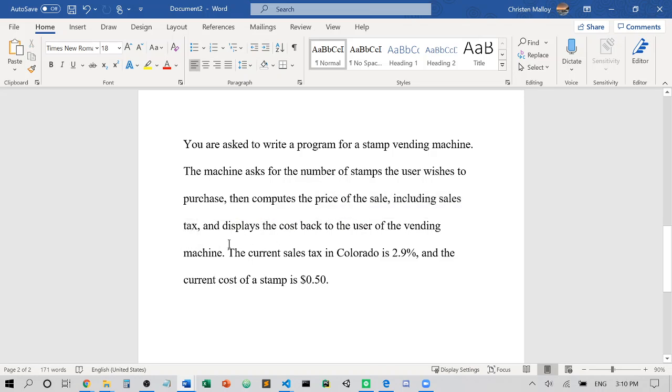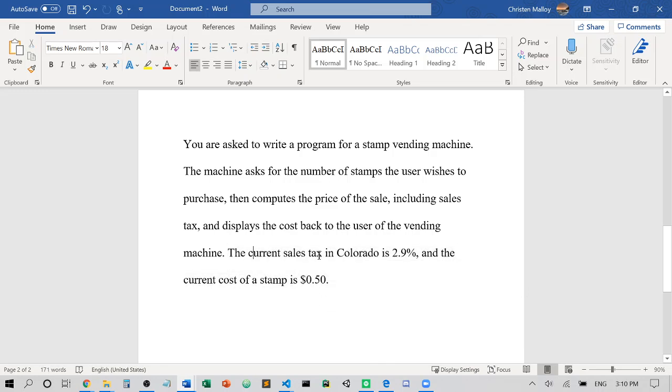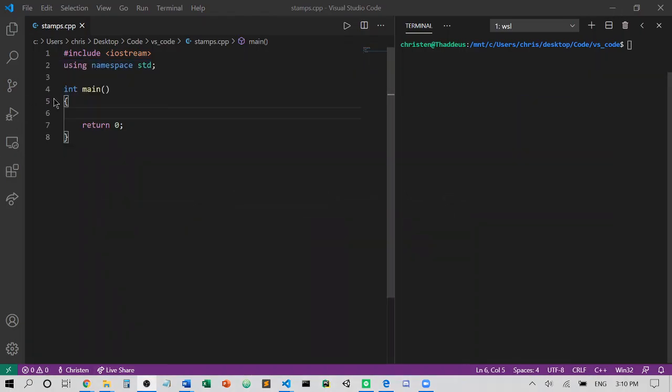We're also given some additional information in this last line. We are given that the current sales tax in Colorado is 2.9%, and we also know that the cost of a stamp individually is 50 cents. Both of which are givens or constants that we can use to factor into our output. So given this information, and after identifying our input, our output, and any constant values, let's jump into Visual Studio and work on developing some code to solve this problem.